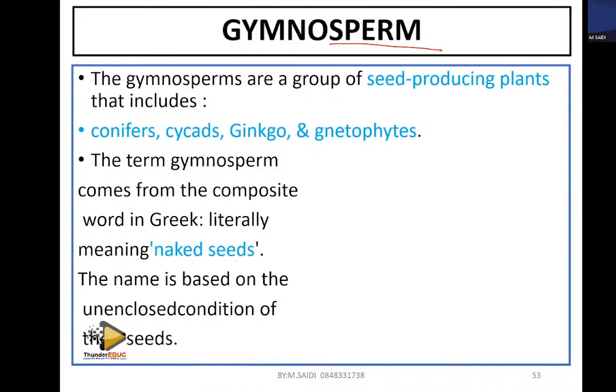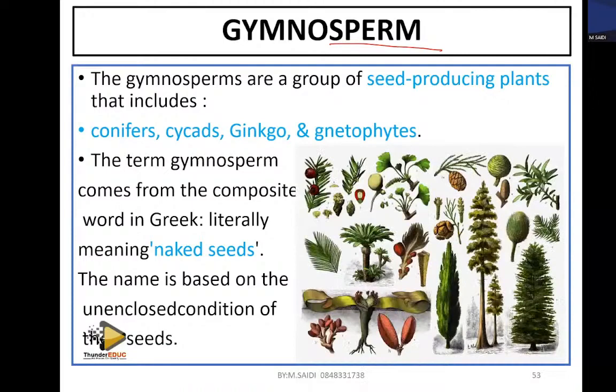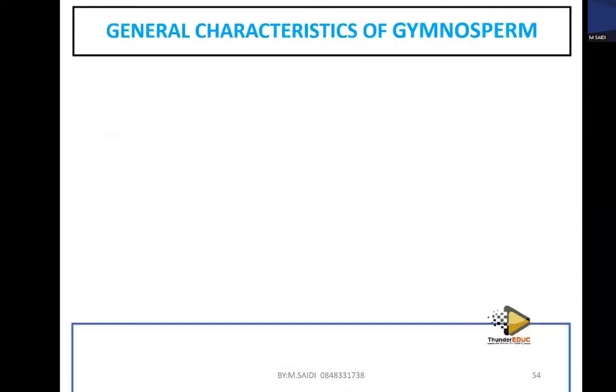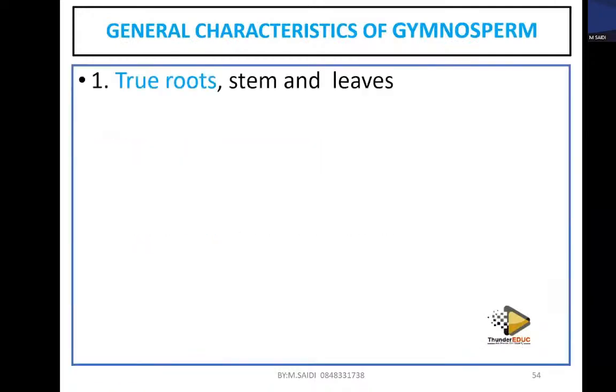Let's see some of the examples of these gymnosperms. Examples are all those nuts. If you look at them, all of them are nuts. I think most of you have seen this. Yes, so these are examples of gymnosperms. They have naked seeds. What are some of the characteristics? We have talked about them, so let's be very fast.